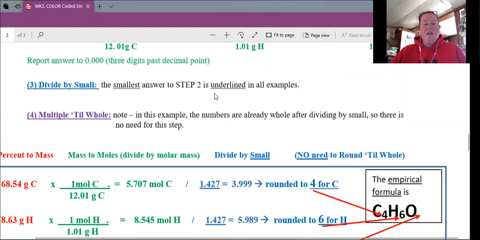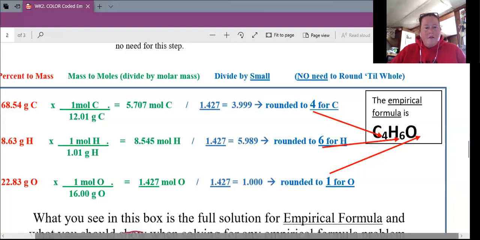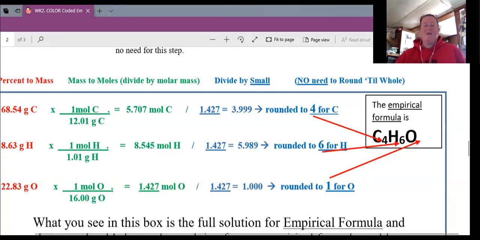Divide by small and multiply till whole. Okay, so here I have, it seems to be just cut off a little bit. Maybe not, I don't know. I guess it's cut off a little bit.